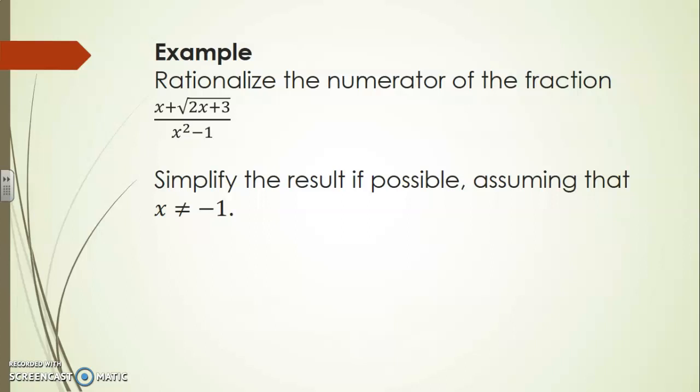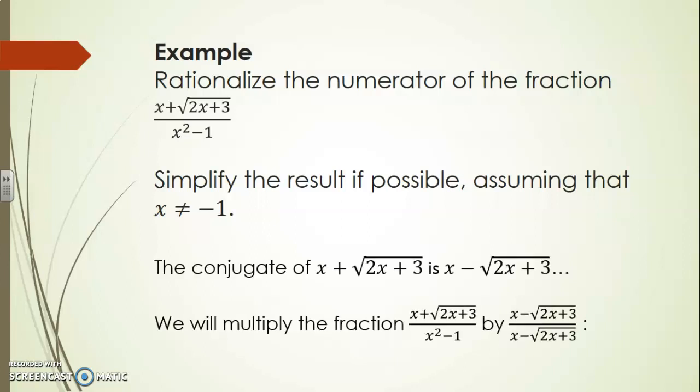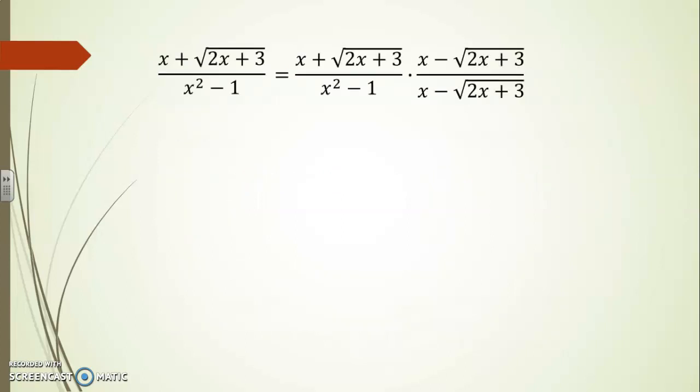In this next example, we're going to rationalize the numerator of the fraction x plus root of 2x plus 3 over x squared minus 1. And we're going to try to simplify the result, assuming that x is not minus 1. We'll see why this restriction is imposed later on. The conjugate of the numerator will require that we change the sign that appears between x and the root of 2x plus 3. We're going to multiply the fraction that we started off with above and below, to maintain the value that we currently have, by x minus root of 2x plus 3. There we go. So we're multiplying above and below by the same conjugate that is meant to rationalize the numerator.